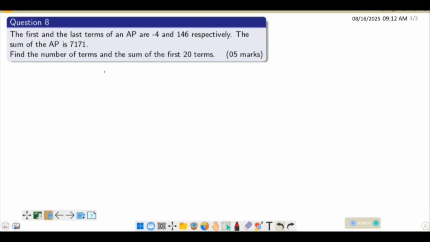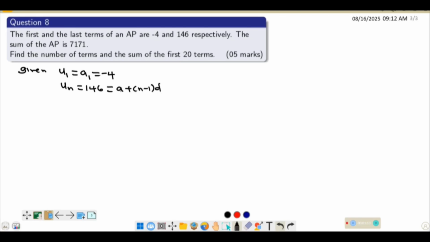Looking at our solution, we are given the first term of an AP, which is U1, or which we can call A1, as -4. The last term, that is Un, is given as 146. But we know how to represent the last term or any given term for an AP. It is given as a plus n minus 1 into d.